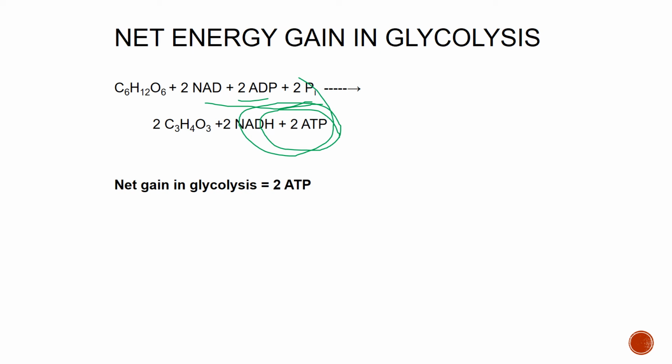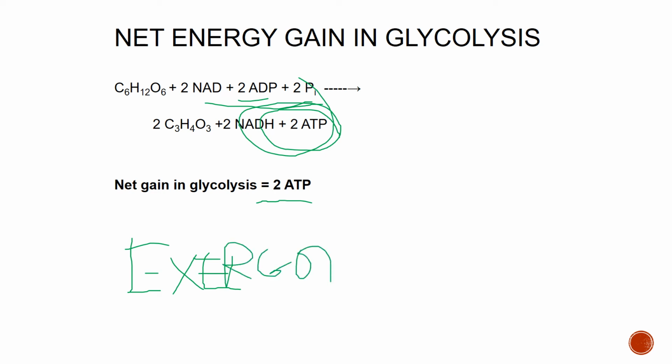A question for you is, since we have a production of ATP, is glycolysis an endergonic reaction or an exergonic reaction? It is, in fact, an exergonic reaction because we have released energy in the form of ATP.